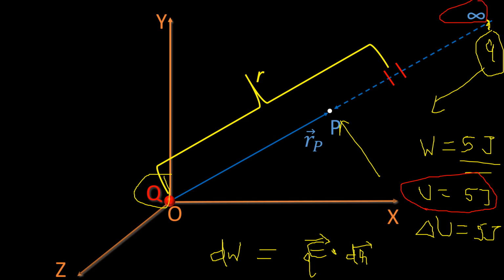So when you take delta U, U minus U0 is 5 joule. But what is U0? Initial potential energy. And what is initial potential energy in this case? It is 0. So when you come from infinity, you are making sure that initial potential energy is 0, and hence delta U is U. So delta U can be expressed as U provided initial potential energy is 0.